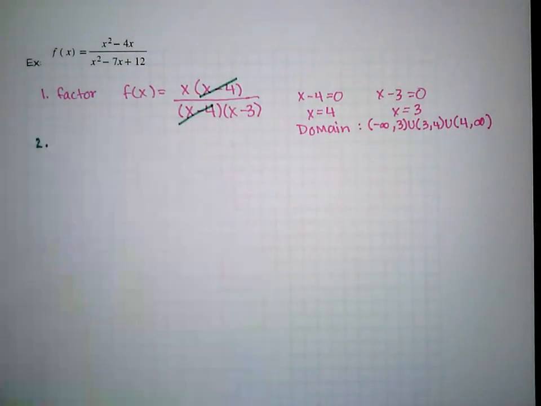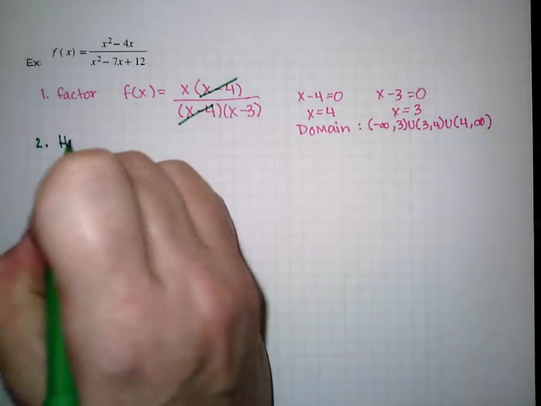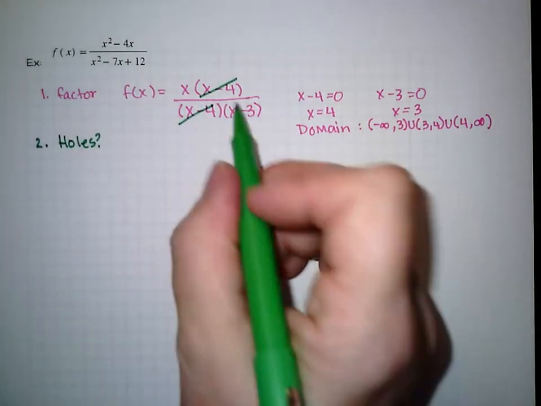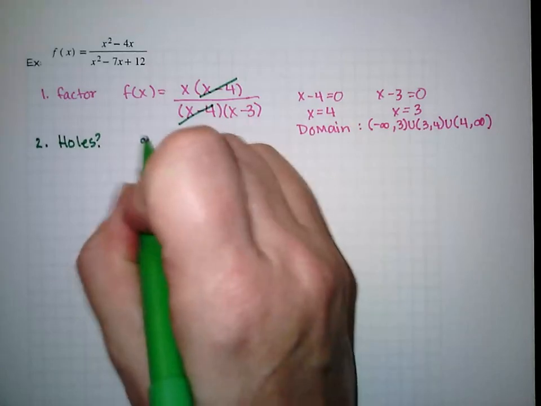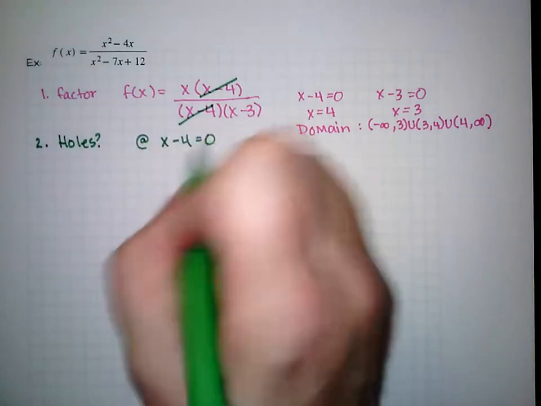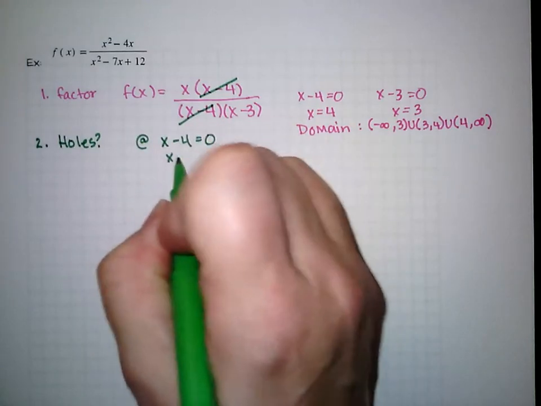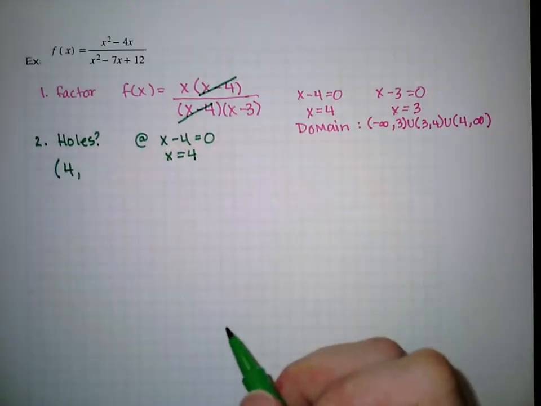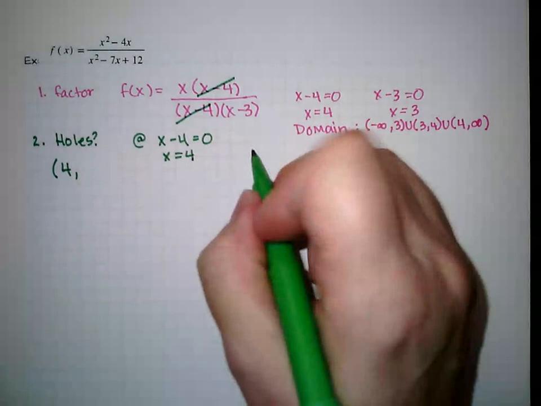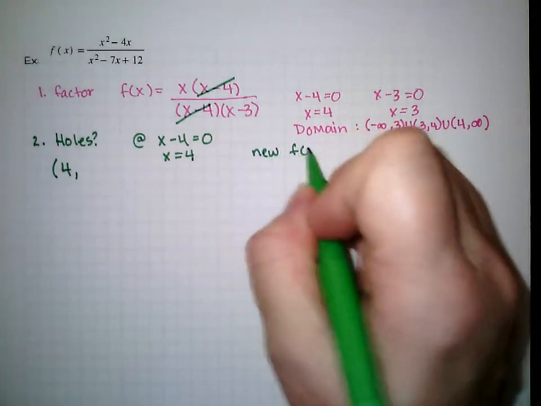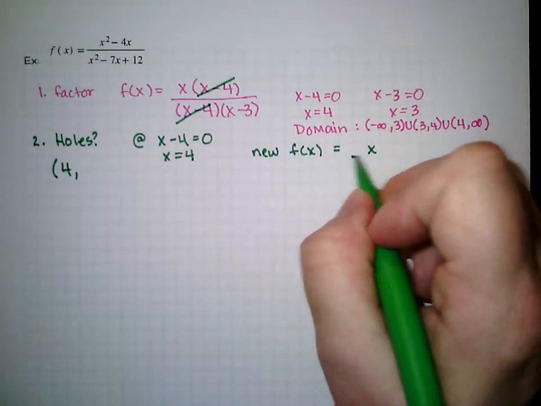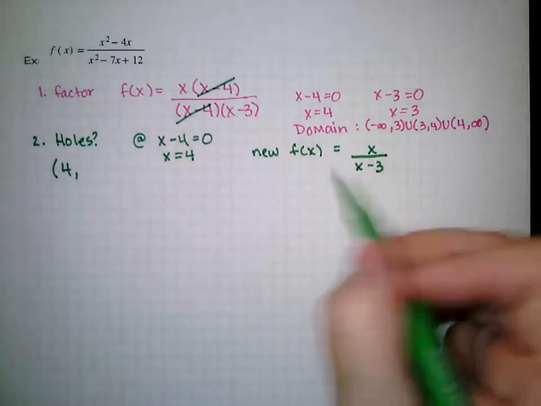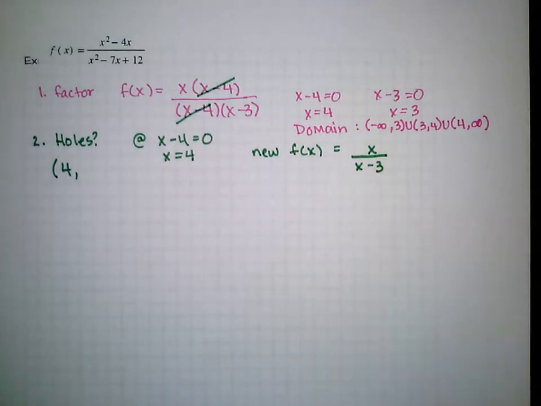So our step 2 is holes. And we found that by canceling out x minus 4. So we go x minus 4 equals 0. So we have a hole at x equals 4. Then we have a new function. Our simplified function is x over x minus 3. This is the function that we're going to work with from here on out.